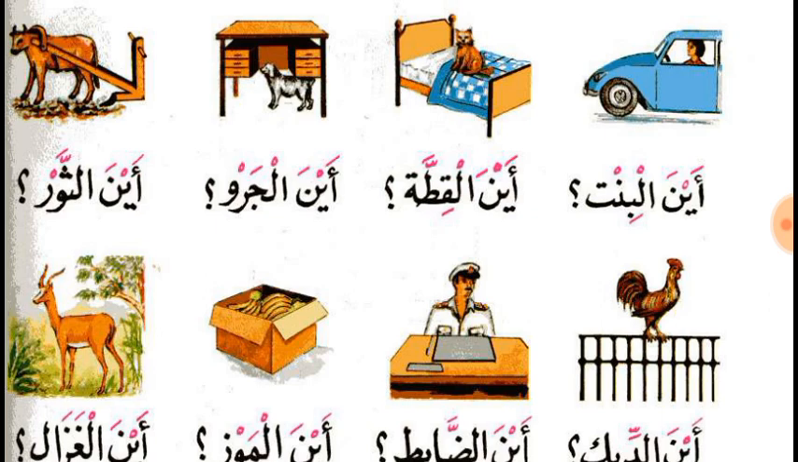Ayna al-jarw? Where is the puppy? الجرو تحت المكتب. Okay, تحت المكتب. Good. The puppy is under the desk. أين الثور؟ Where is the ox? Al-thawr amama al-mihrath. The ox is in front of the plow. Okay, plow.